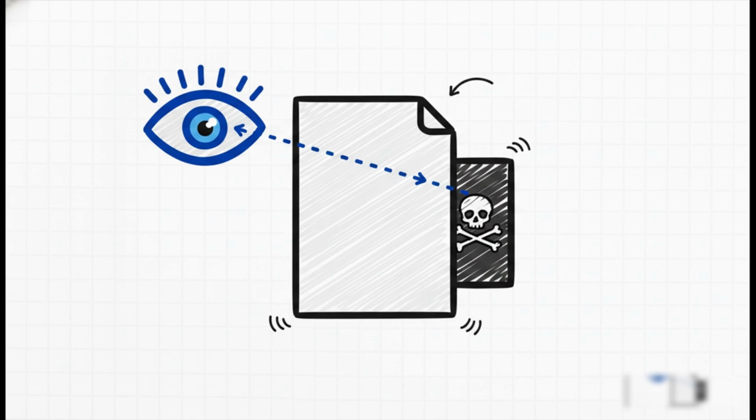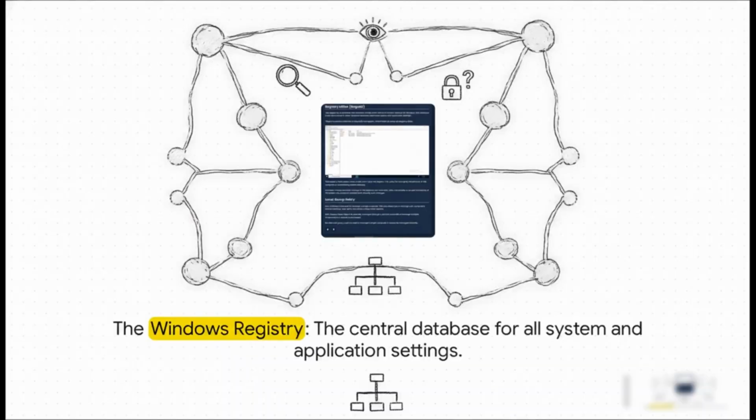Pretty clever, right? And if NTFS is the file cabinet, then the Windows registry is the system's central nervous system. It's this massive, sprawling database that stores all the low-level settings for the OS and for so many of the applications that run on it. It's another critical place that security pros look for signs of persistence and sketchy configurations.